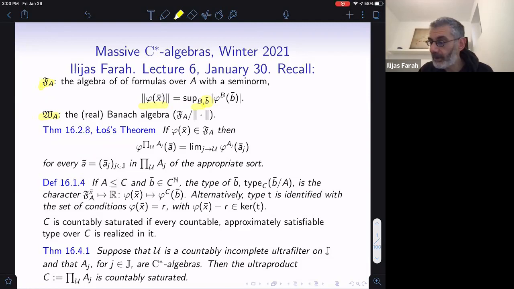We proved last time two basic results about this. The first one is Łoś's theorem: for any formula in any F sub A, if you have an ultraproduct, then to evaluate the formula in the ultraproduct, you just take the limit along the ultrafilter of the values of the formula, and that's it. So evaluation is as simple as you can possibly hope it to be.